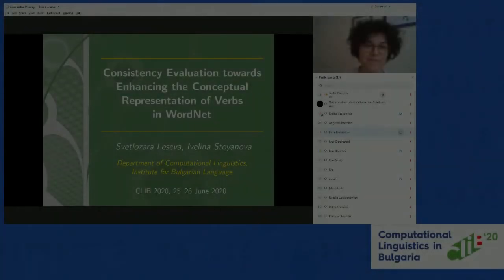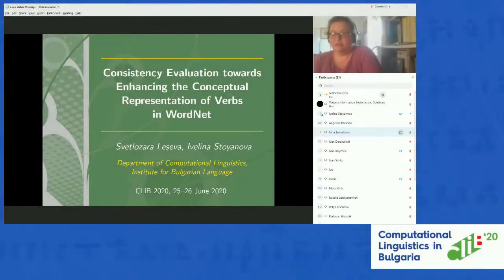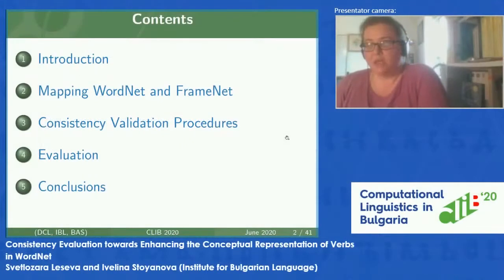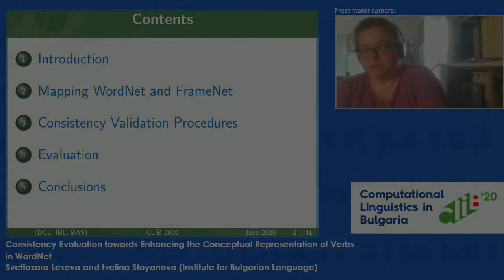Our talk today is joint work with Svetlozara Leseva, presenting the consistency evaluation procedures for enhancing the concept representation of verbs in WordNet. What I'll cover is some introductory words, and then I'll outline our work on mapping WordNet to FrameNet. Then I'll go to consistency validation procedures, some discussion on evaluation, and then we'll conclude with some remarks.